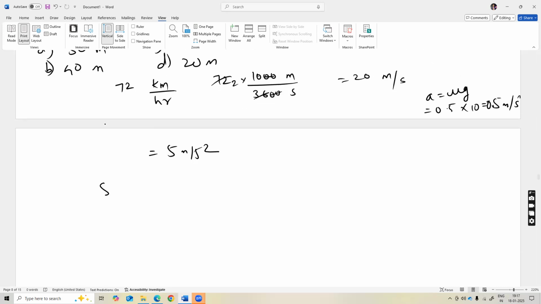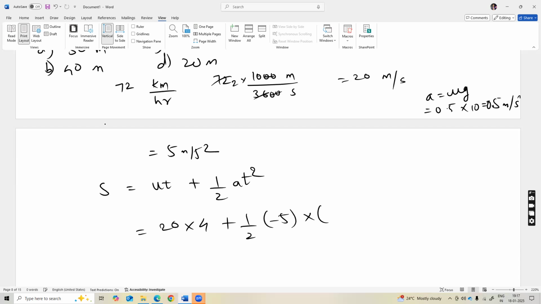Now we can use another equation also, s equal to ut plus half at square. So initial velocity is 20 meter per second into 4 seconds, plus half into, of course, acceleration is negative here, minus 5 into t square, which is 4 square. So it will be 80 minus 100 by 2, so it will become 30 meters. You understood how we got 30?